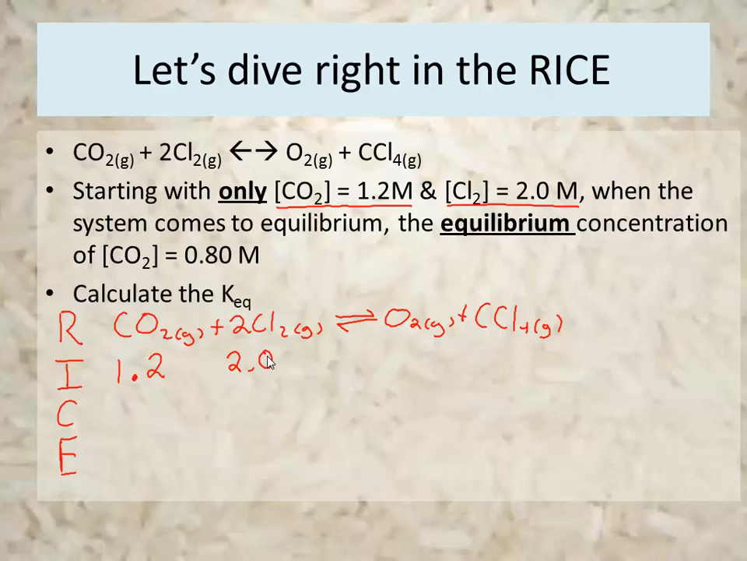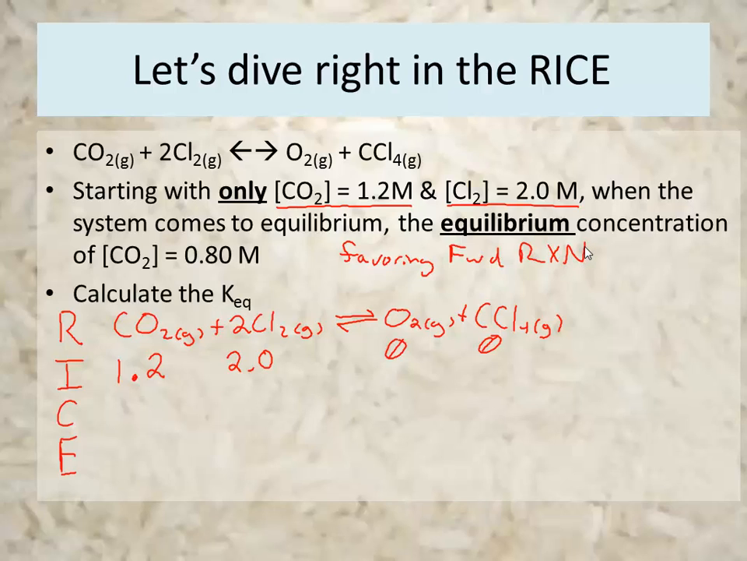Okay? So that's all I'm starting with. If I'm starting with only these two, that's saying I'm not starting with any O2 or CCl4. So I have 0 of both of those. If I'm starting with only my reactants, what reaction is going to be favored? The forward reaction is going to be favored. So since I only have this, I'm favoring my forward reaction.